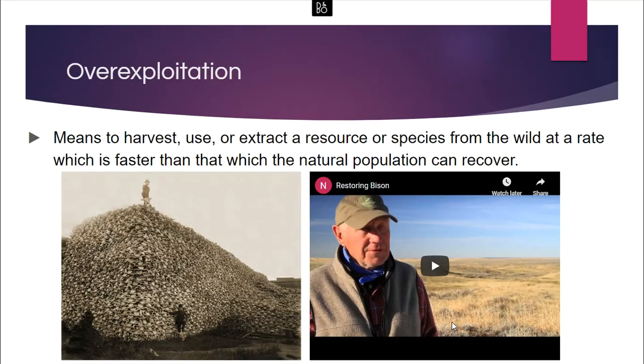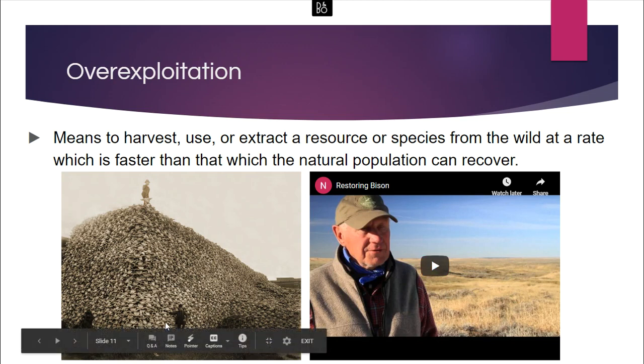So overexploitation. Overexploitation means to harvest or use or extract a resource or a species. Either some type of resource, so this would be stuff that we gather and use, or a species, so an animal, from the wild at a rate which is faster than that which the natural population can recover.